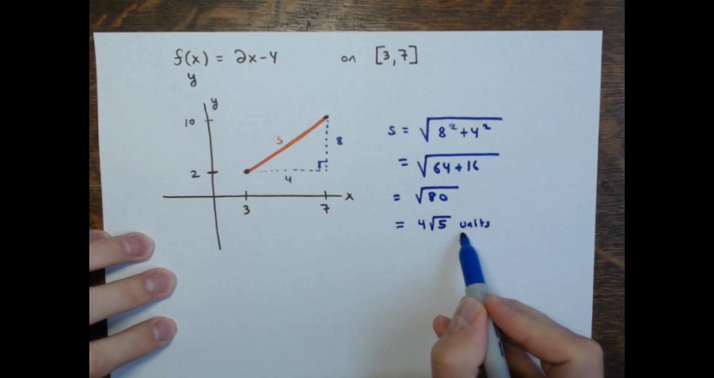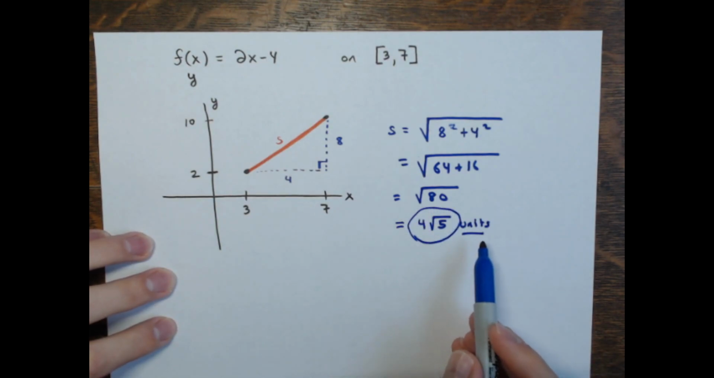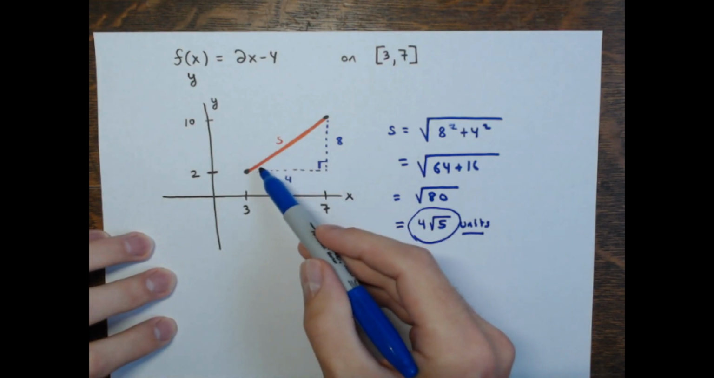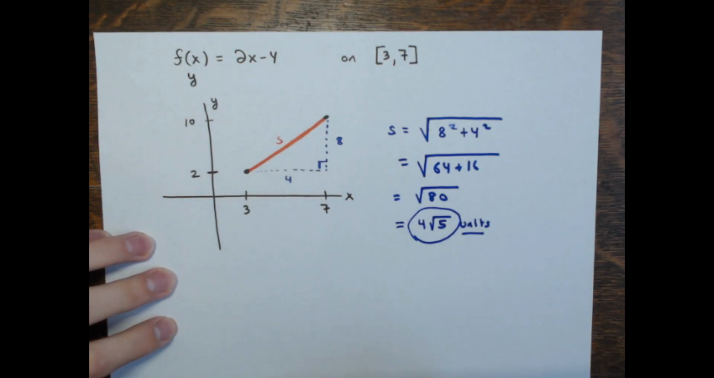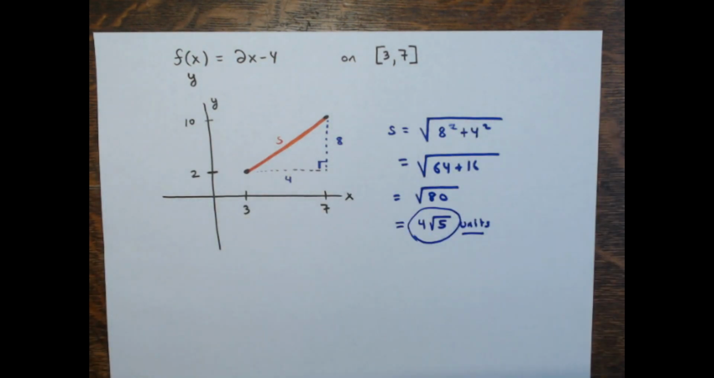Units, right? And these are all units, by the way. We're talking length. It's length, so it's not square units, it's not cubic units, right? It's not an area, it's not a volume, it's a length. So just plain old units. All right, so that's without the integral, right? That was very, very, very easy.